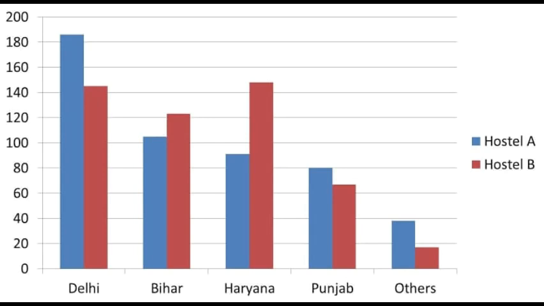Okay. So here you saw the bar diagram, which I was also telling you about, when somebody asked a question about why they are used. Now look, Delhi, Bihar, Haryana, Punjab. So what they are doing is they're basically comparing. So the bar diagram is used when we are trying to compare. So hostel A and hostel B. You will see hostel A has taken a different color, and hostel B a different color, so that it is easy. Now this is a very simple bar diagram.